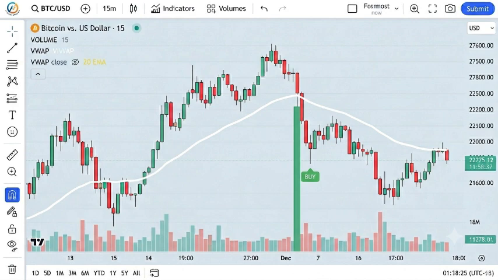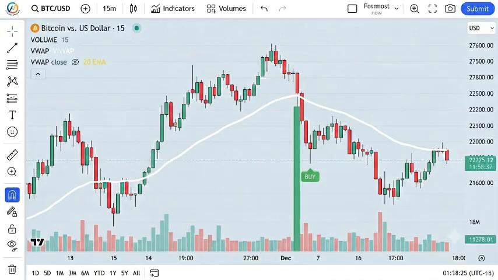VWAP is different. VWAP knows volume. When a huge volume bar hits, VWAP bends toward it. When volume is low, VWAP stays steady. VWAP moves with the money, not just with the price. Here is the comparison. In trading, you do not care where price went. You care where money went. VWAP tells you exactly that.